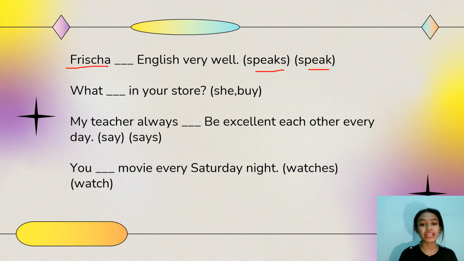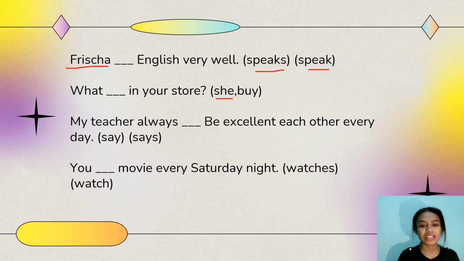Next, what blank in your store? She buy. And the answer is what does she buy? Why what does she buy? Because the word do is added with es because the subject is the third person singular. So the correct answer is what does she buy in your store?